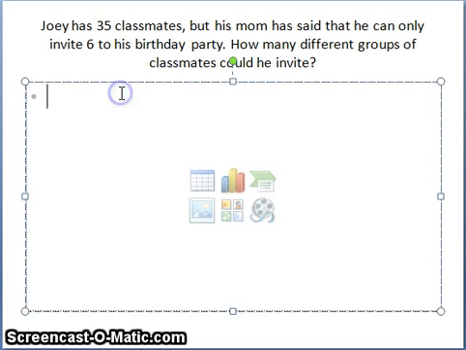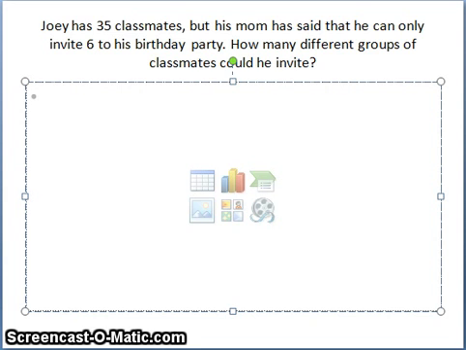Joey has 35 classmates, but his mom said that he can only invite 6 to his birthday party. How many different groups of classmates could he invite? Order does not matter in this case, because it's not like he's ranking his 6 friends at the birthday party. They're just all coming. But he could have a certain number of different combinations of classmates. Since he has 35 and he's only choosing 6, we want to know how many different groups of 6 he could possibly pick. So that makes this a combination problem.